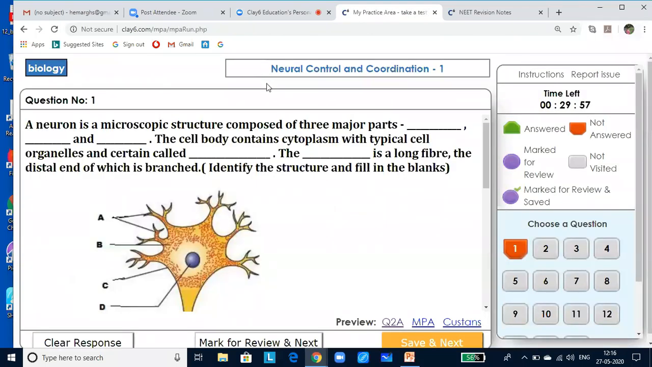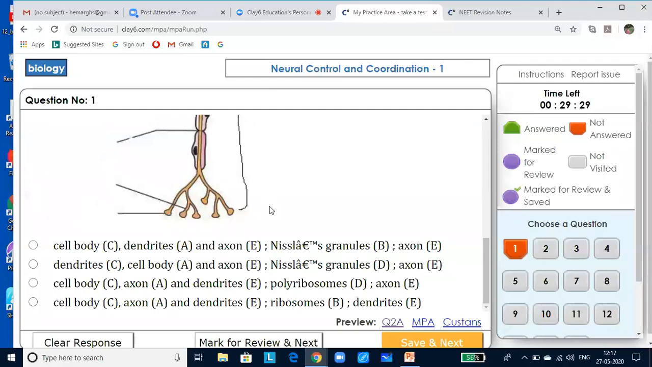Now, okay. A neuron is a microscopic structure composed of three major parts, that is cell body, dendrite and axon. The cell body contains cytoplasm with typical cell organelles and substances called Nissl's granules. The axon is a long fiber, the distal end of which is branched. So let us try to identify now.